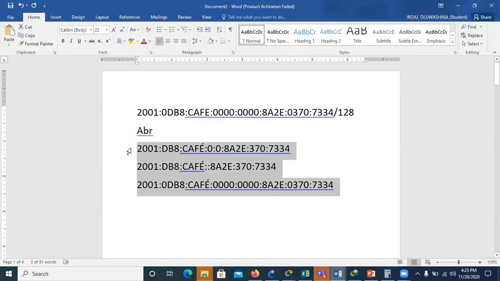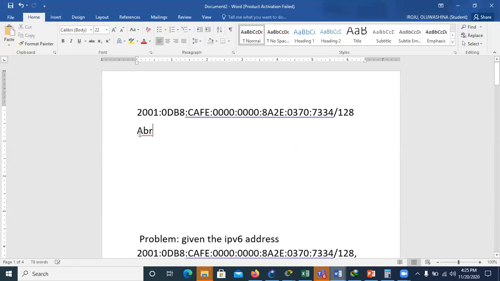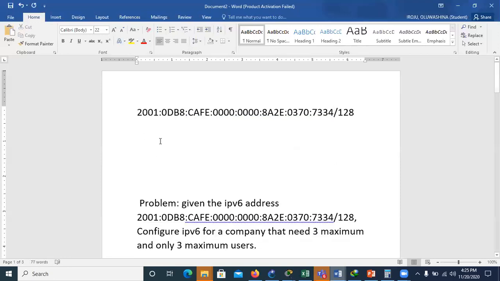The next one I'll be explaining is how to know your subnet mask.